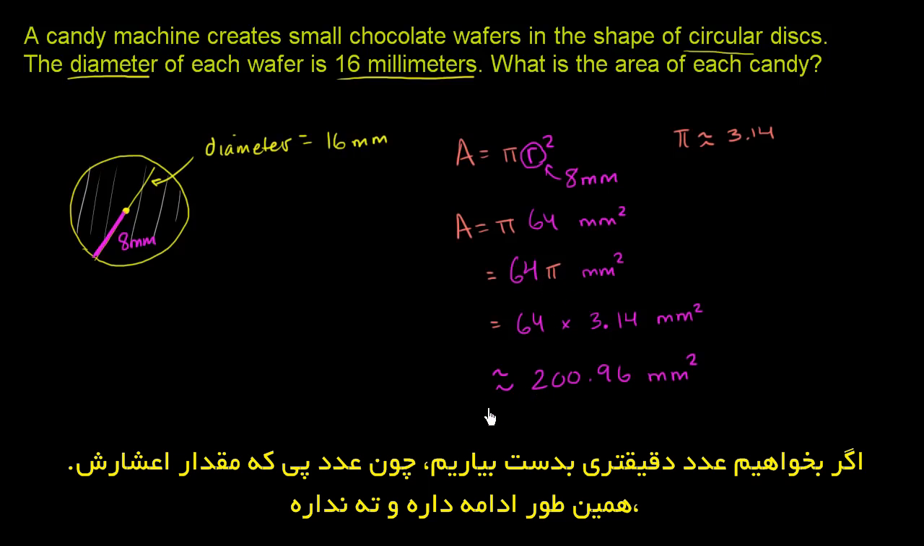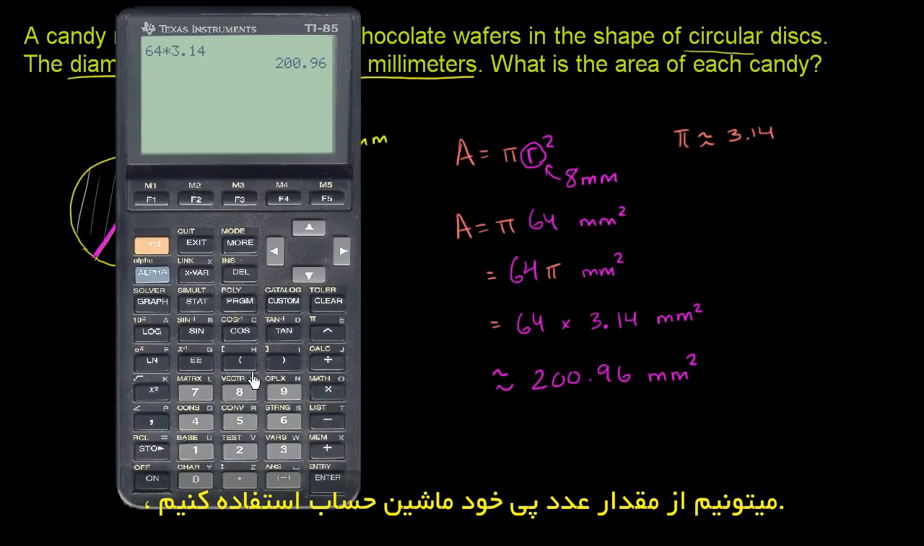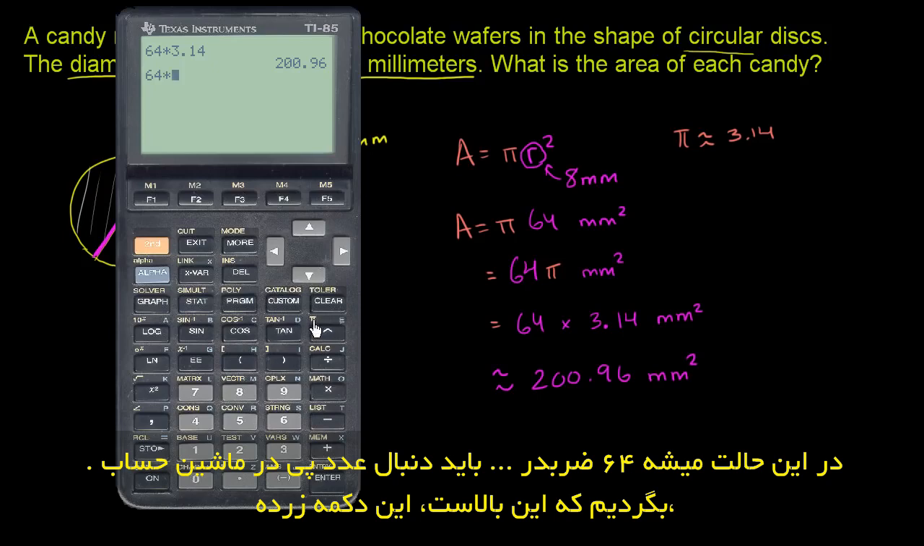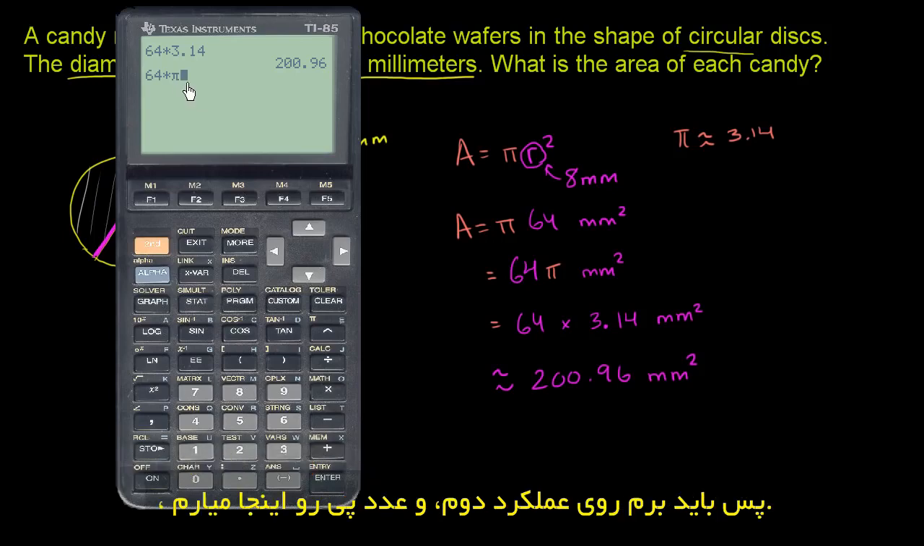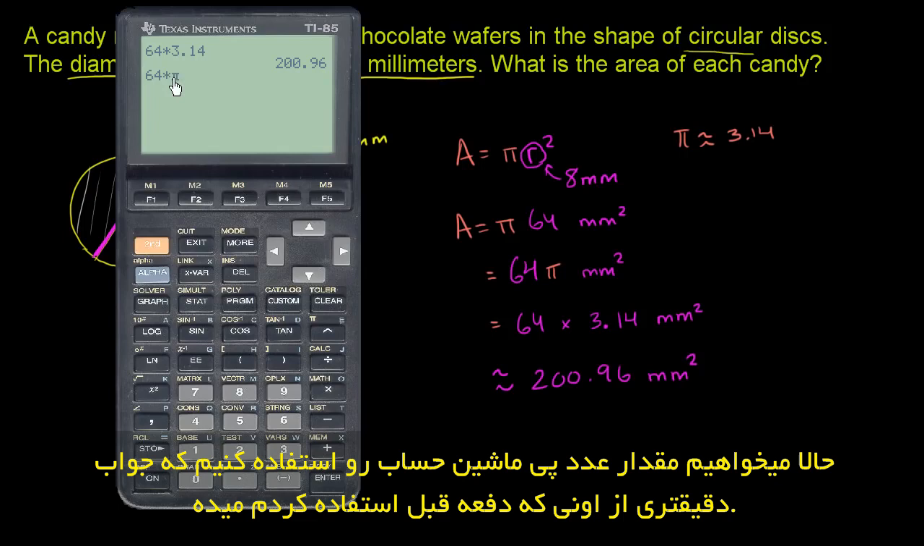Now, if we want to get a more accurate representation of this, pi actually just keeps going on and on and on forever, we could use the calculator's internal representation of pi, in which case we'll say 64 times, and then we have to look for the pi in the calculator. It's up here in this yellow, so I'll do this little second function. Get the pi there. Every calculator will be a little different, but 64 times pi. Now we're going to use the calculator's internal approximation of pi, which is going to be more precise than what I had in the last one.